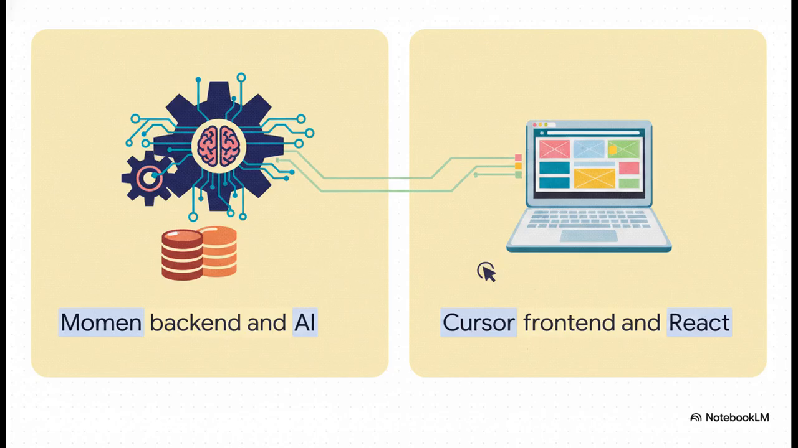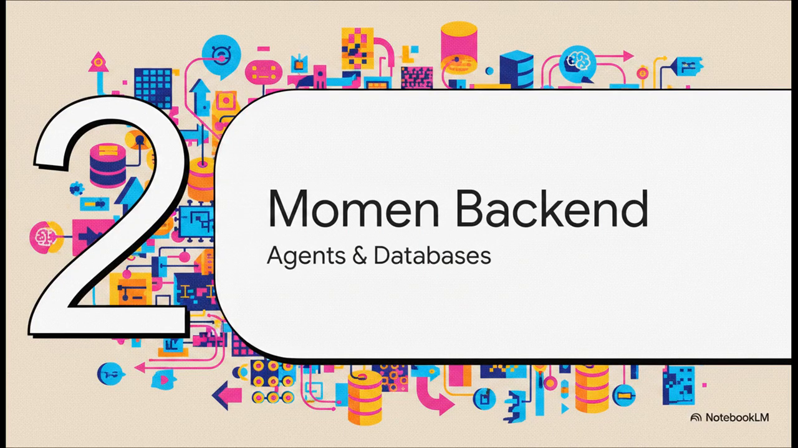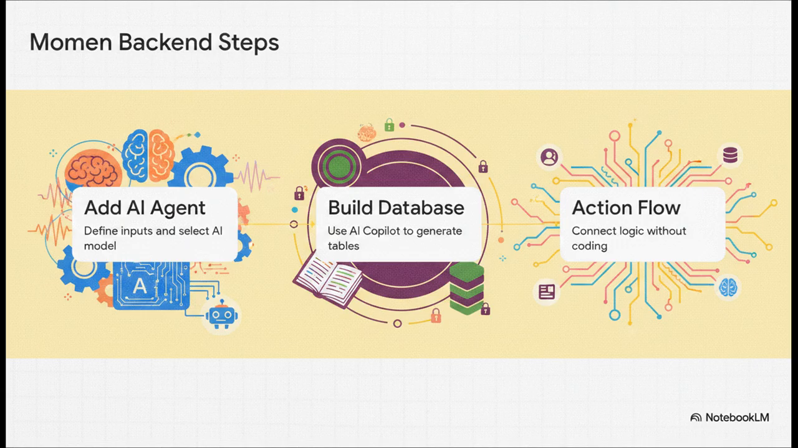It's a rock-solid foundation. Moving on to Section 2, building the Moment backend. We're talking agents, databases, and logic. Guys, it is genuinely mind-blowing how simple this is compared to traditional backend coding. Building your backend in Moment really just requires these three specific sequential steps to get your app processing and storing data. Step 1, we define the AI agent that's doing the actual work. Step 2, we establish the database architecture. And finally, Step 3, we create the action flow, which is the glue that connects the user input, the database, and the AI agent all together.